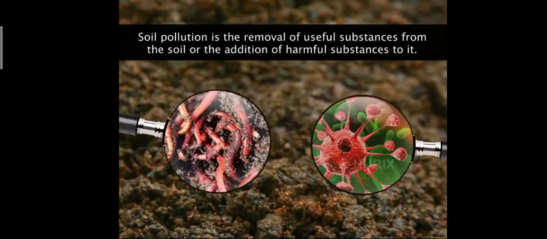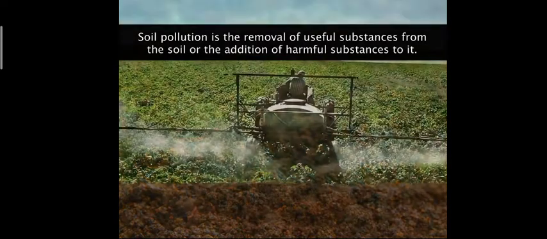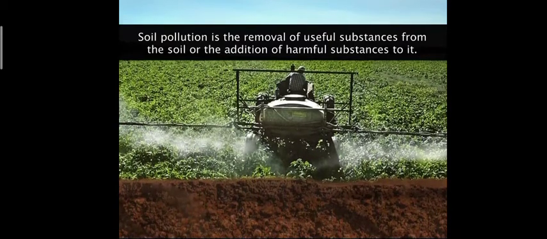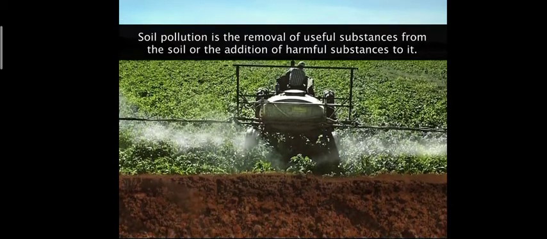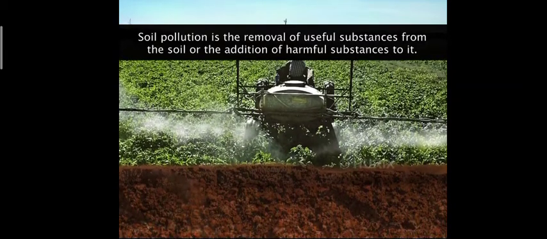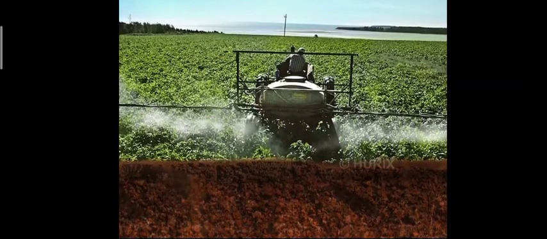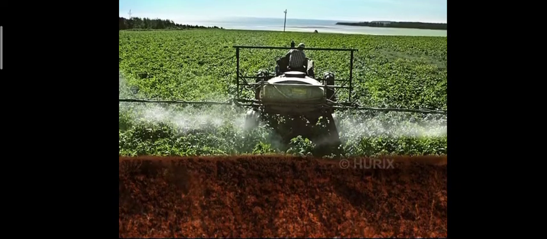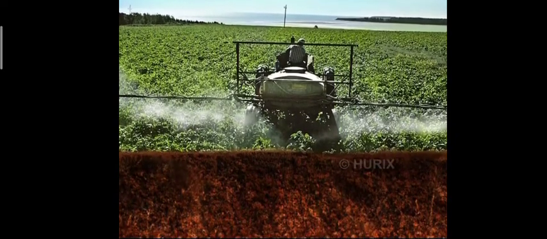Soil contains many essential nutrients and soil organisms. If these useful components are removed from the soil, or if other harmful substances are added, the soil's natural constitution changes, and thus it is polluted. Let's take a look at how this important resource is getting polluted.